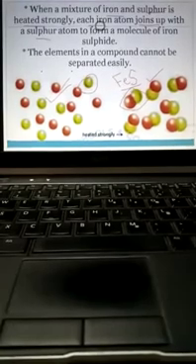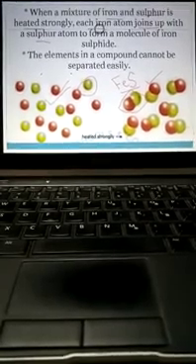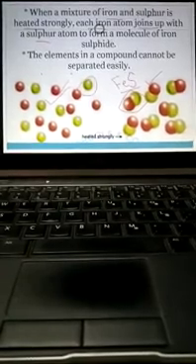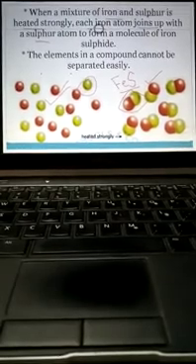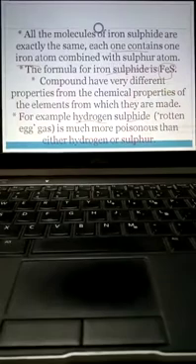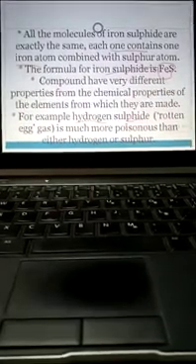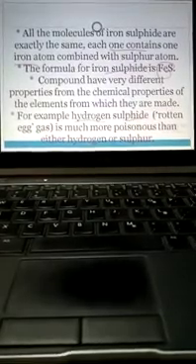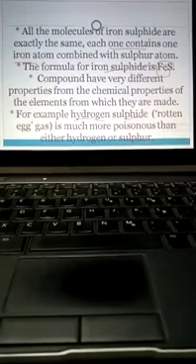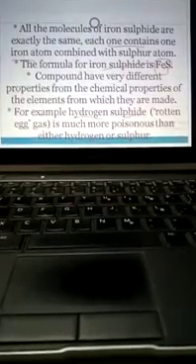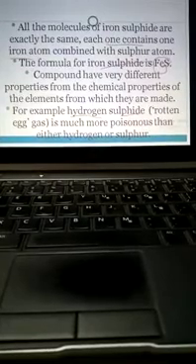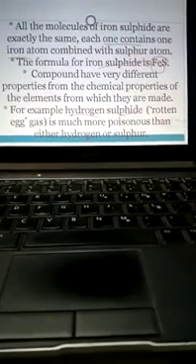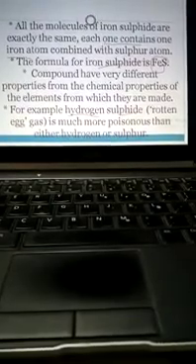The elements in a compound cannot be separated easily. These compounds cannot be separated easily because they are strongly heated and they attach to one another with a very strong force of attraction. All the molecules of iron sulfide are exactly the same. Each one contains one iron atom combined with one sulfur atom. This line is very important. For example, one iron atom combined with one sulfur atom, and the formula of iron sulfide is FeS.